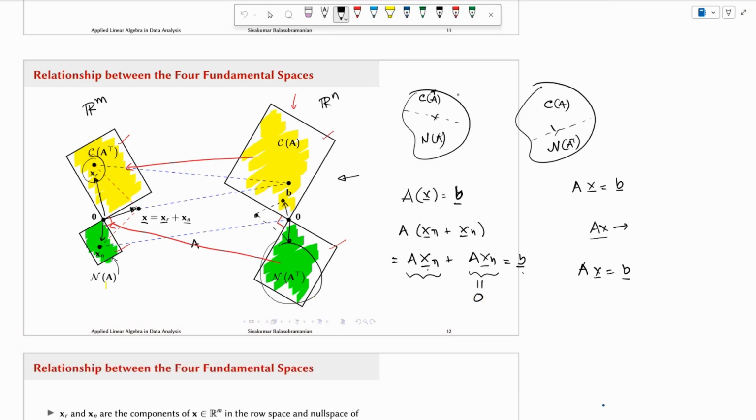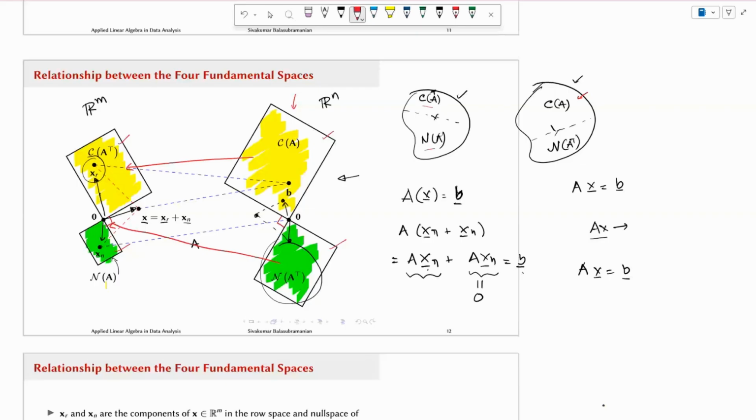Okay, we know that there are these four fundamental subspaces associated with each matrix, and earlier we saw what these four fundamental subspaces mean. We know that the column space is the linear combination of the columns of A. The row space is the linear combination of rows of A. Null space is essentially all the elements X that get mapped to 0. And the left null space is essentially the null space of A transpose.